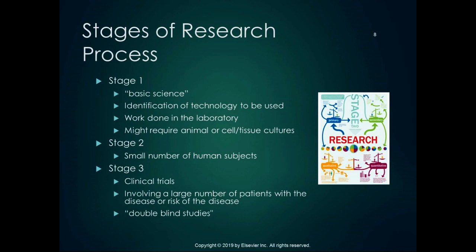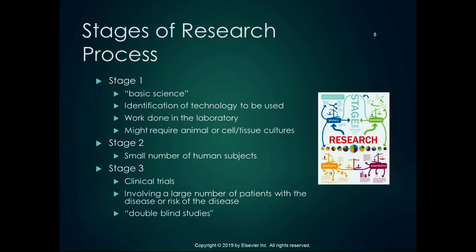The stages of the research process usually start with basic science. Your basic chemistry, biology, and physics, all of our basic sciences, go into the research process. This includes identification of technology and work done in the laboratory. There might be animal or cell tissue cultures that processes are tested on. In stage 2, they're moving to a small number of human subjects. A lot of times when we talk about pharmaceutical research, we're working with a small number of human subjects.